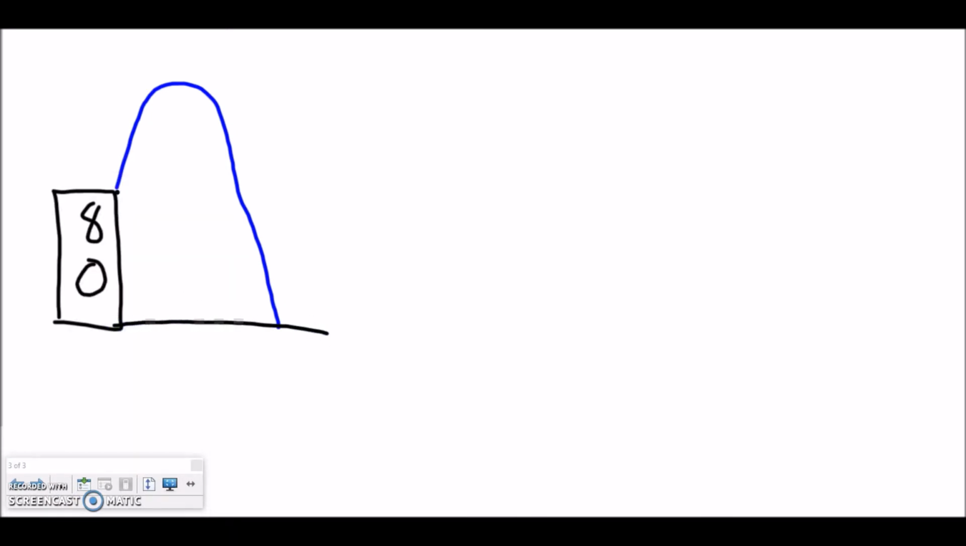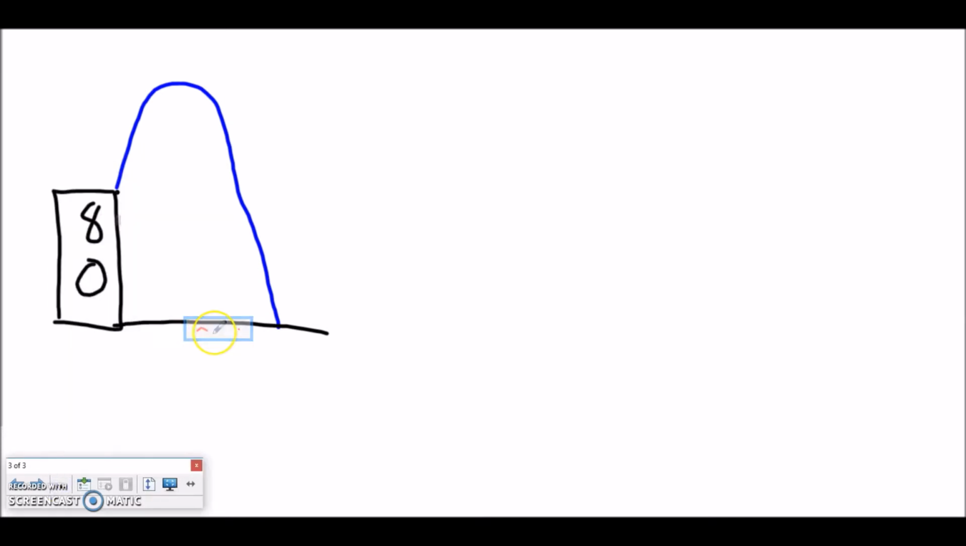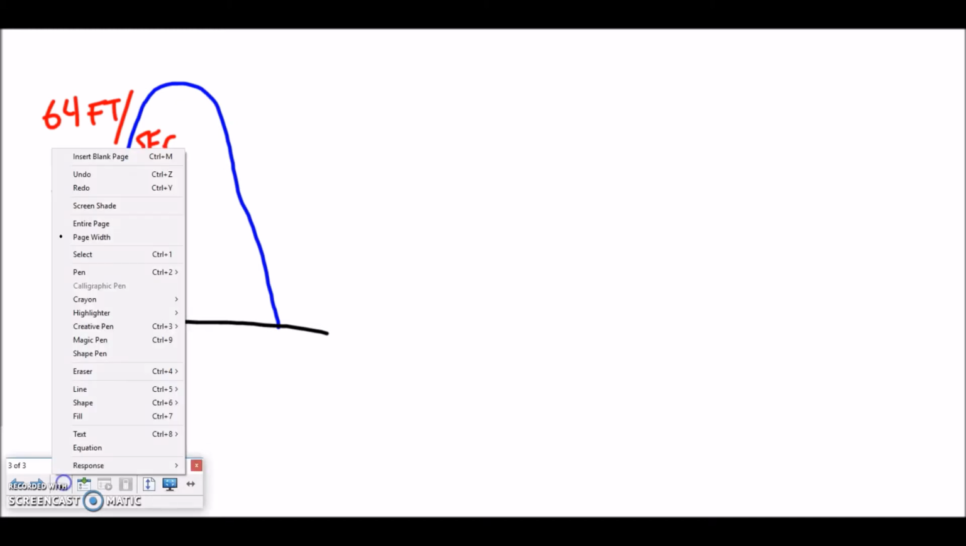And we want to know a few things about this scenario. First of all, I will tell you that you can throw at 64 feet per second. That's the velocity of the baseball. So again, you're 80 feet high and you throw this baseball up in the air and it comes down and hits the ground. And there are three things we want to find out.